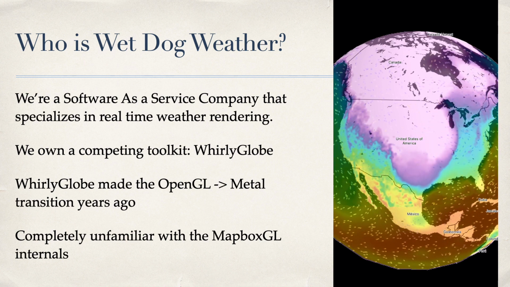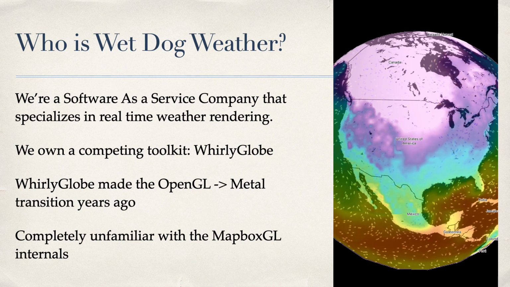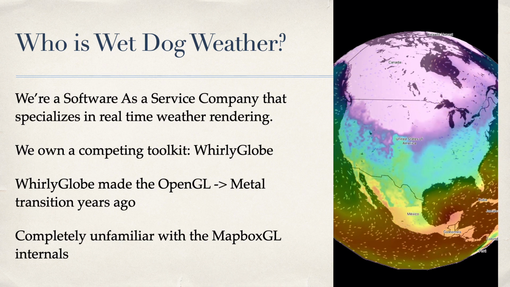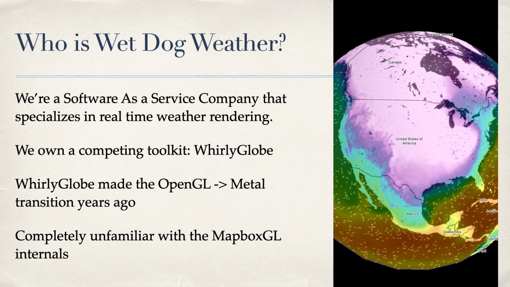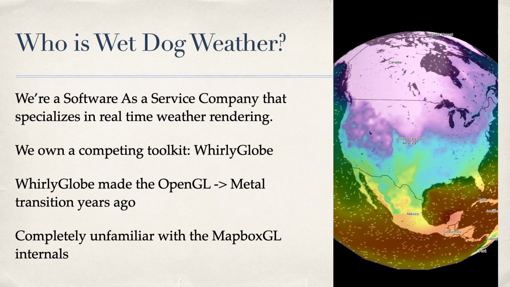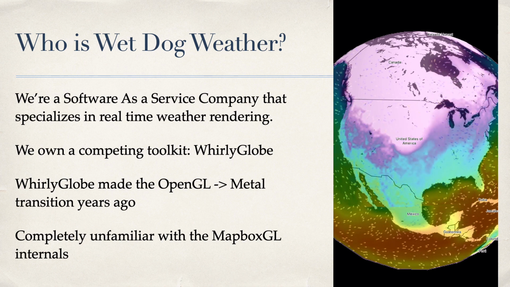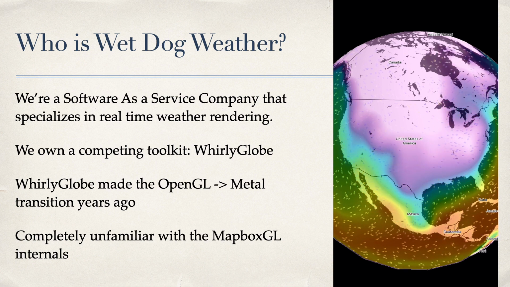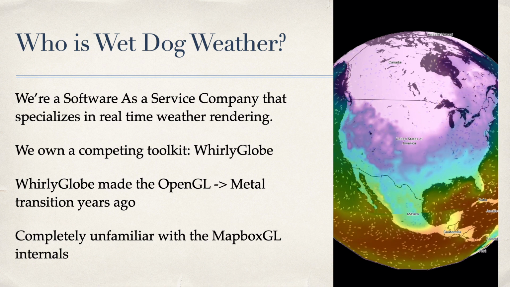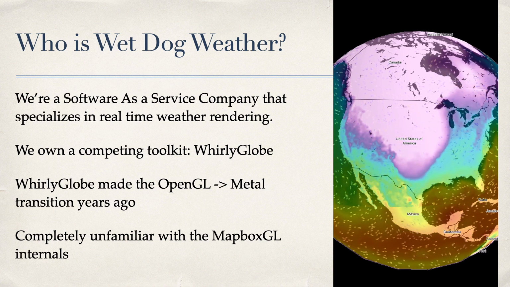But more importantly, we made that Metal transition years ago. I actually thought we were kind of late on the bandwagon there. MapLibre has really pushed it to the limit. And best of all, we were completely unfamiliar with the Mapbox.gl internals. Didn't know how it worked. Even though we knew how to render vector tiles because we do it ourselves, we didn't know how Mapbox.gl rendered vector tiles. So any solutions we brought to the table were going to be different from what they did. And that has some nice implications for intellectual property.